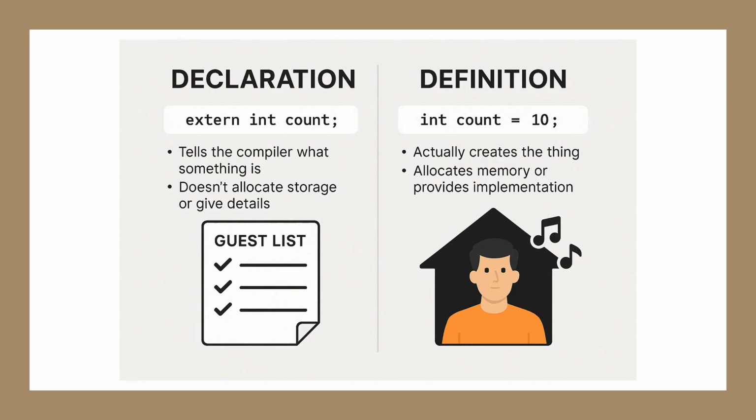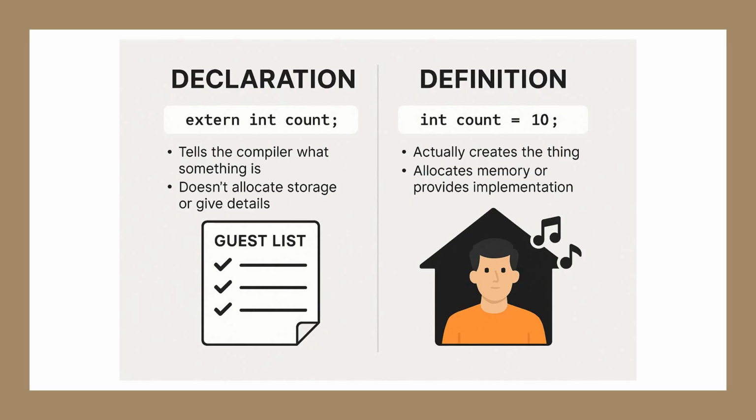So remember that. On the right side, you see a definition. Int count is equal to 10. A definition creates the thing. Yes, it allocates memory and often initializes it. This is like the person actually showing up at the party. Now the space is taken and the value is real.